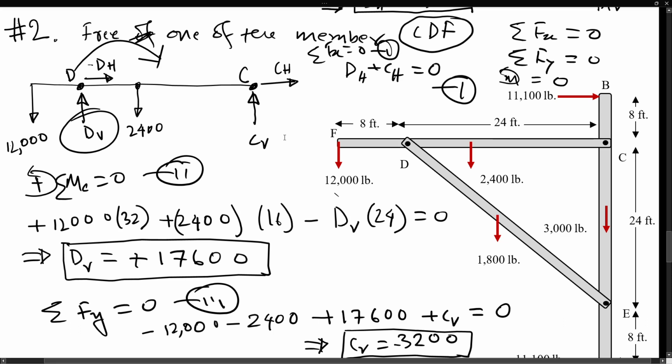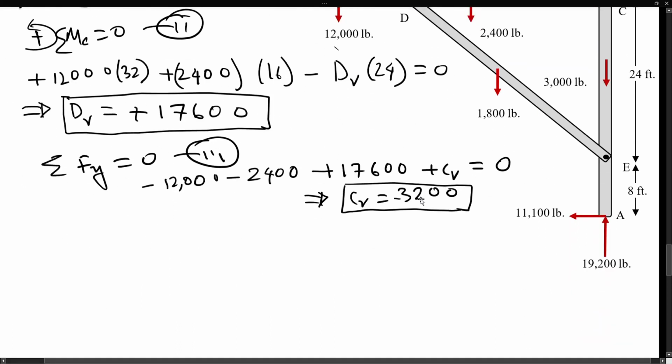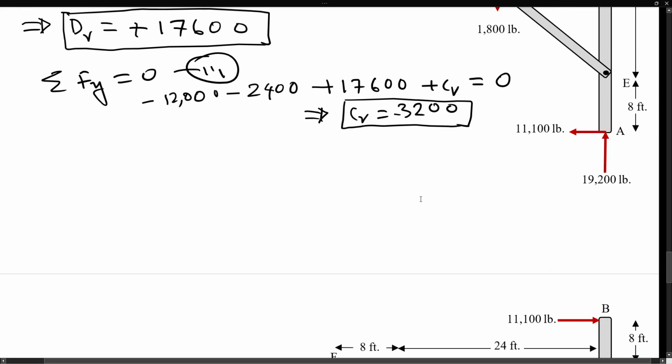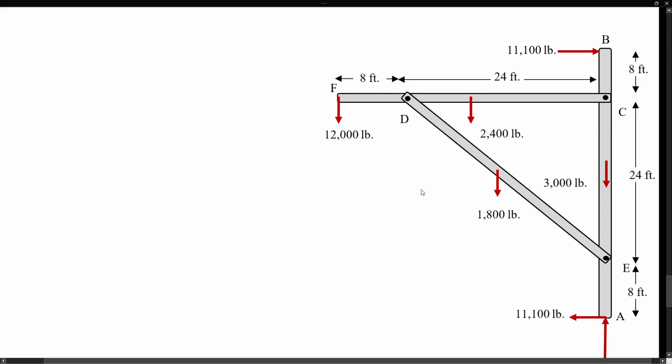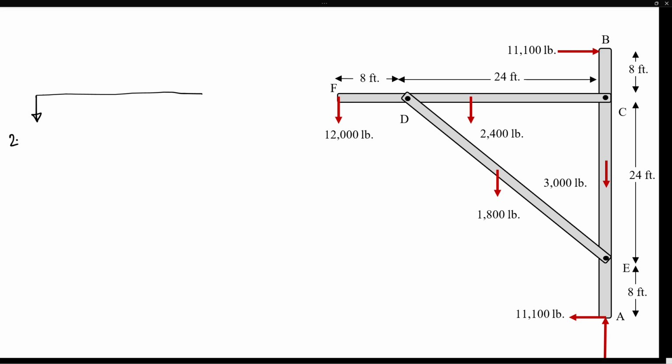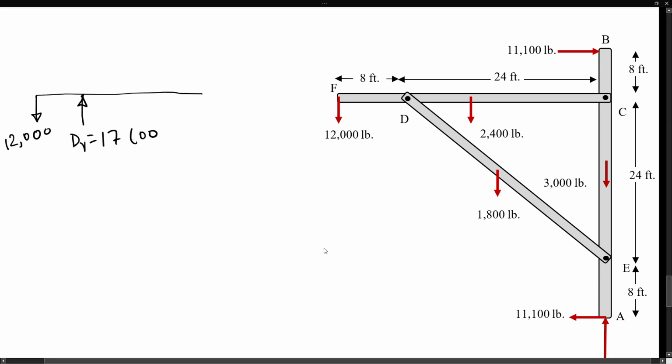What I would like to do next, before I free the member DE, is redraw the free member with our appropriate forces. So it's a good practice. One of the common mistakes in the exam is actually having the signs right. That is the biggest problem. So by redrawing all our calculated forces, we have the 12,000, and we found the DV was vertically upward, 17600, and then we have the DH.